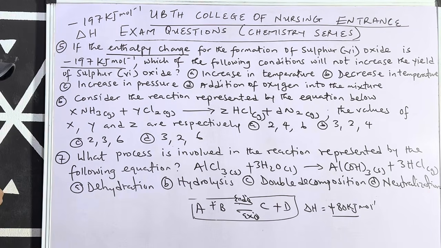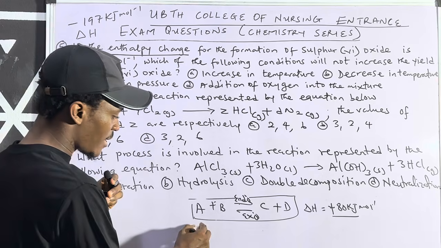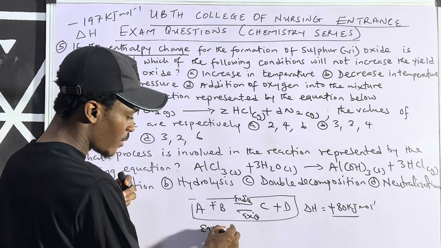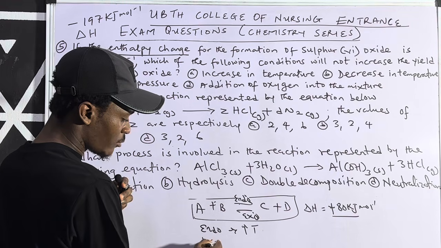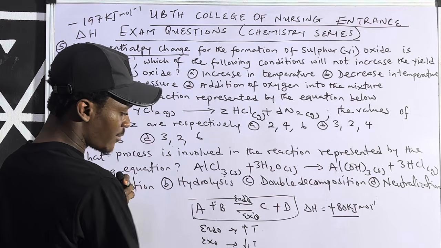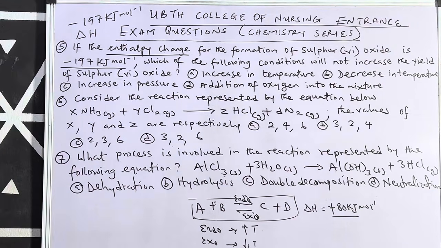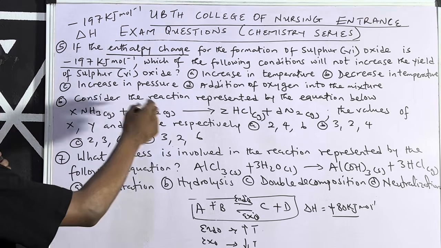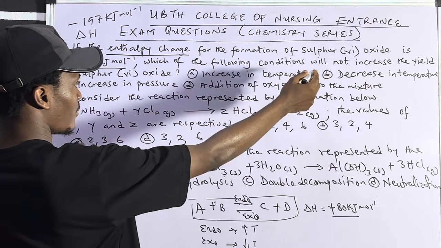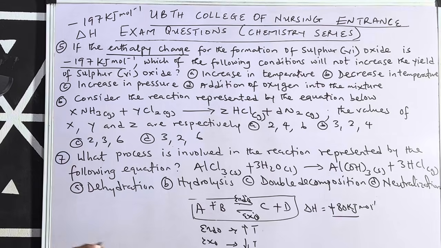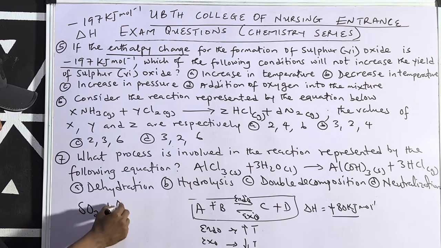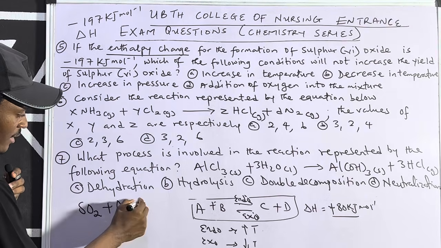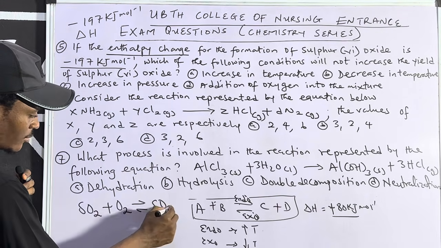You are aware that endothermic reactions are favored when there is an increase in temperature, while exothermic reactions are favored when there is a decrease in temperature. Just have that in your mind. So if the enthalpy change is for the formation of sulfur 6 oxide, let's even write the reaction for its formation. Sulfur 4 oxide will have to combine with oxygen in order to produce sulfur 6 oxide, SO3.